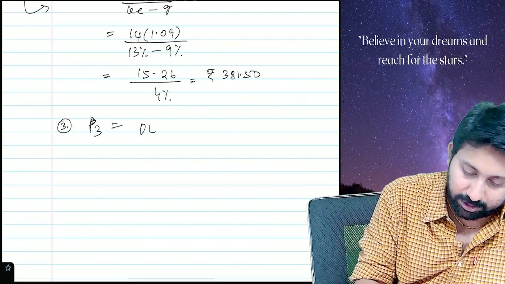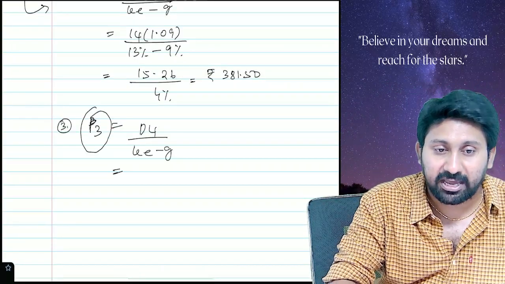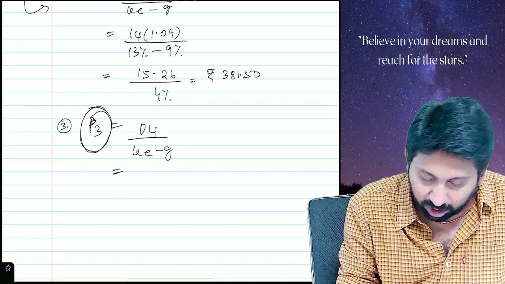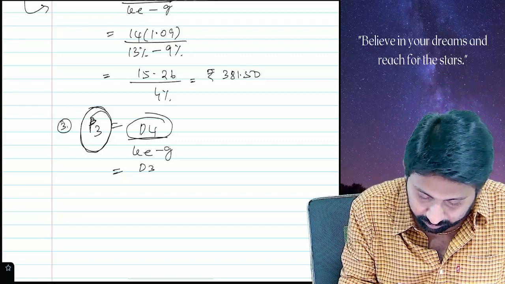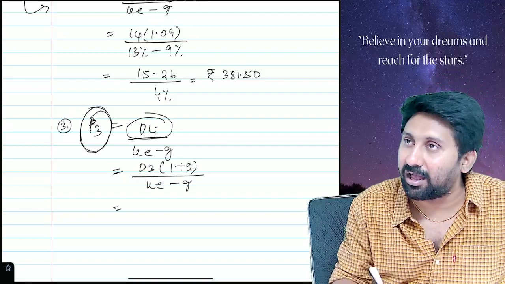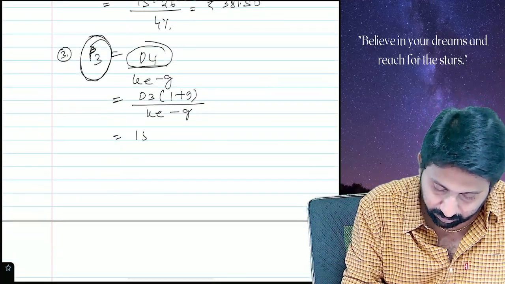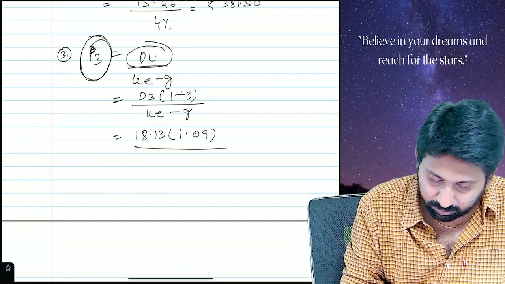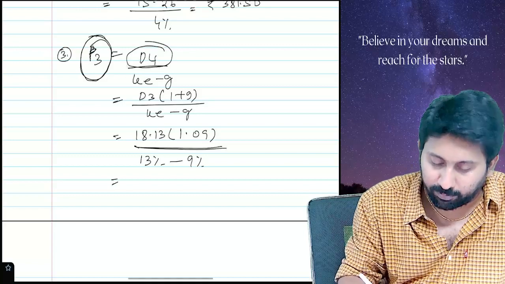P3 depends on D4 divided by K minus G. Why? The value of any asset is the present value of future cash flows. Tell me, what is the D4? Correct. Already we calculated. What is the D3? KE. Numerator.